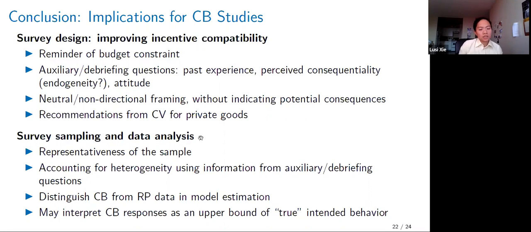And for survey sampling and data analysis, the main point is first to account for heterogeneity, because we do find different responses from the participants. Also, we find differences between CB and RP data. It's better to distinguish CB from the RP data if one puts two types of data into one model. The easiest way is just to use a dummy variable to indicate the difference. And the last one is just something that I think people can do, but it's not for sure.